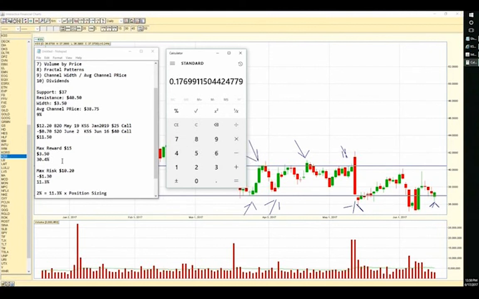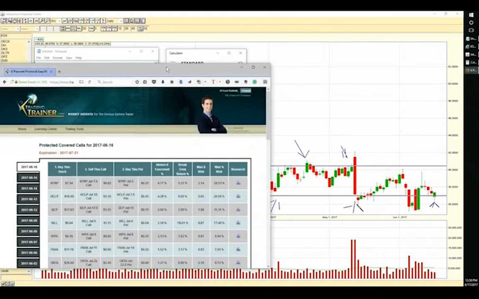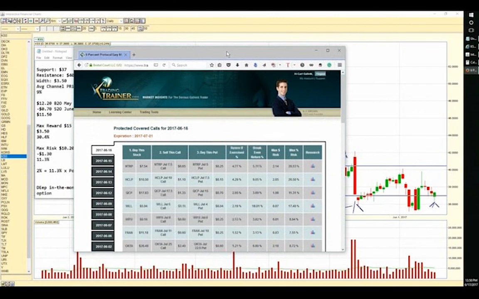So that's really creating a diagonal. It's called a diagonal trade, but really what I like to call it is just selling premium against a far out in time, deep in the money call option. That becomes a very valuable strategy, and that's basically what we're doing right now at the 6% protocol, and we've been doing it very successfully for the last 9 years.